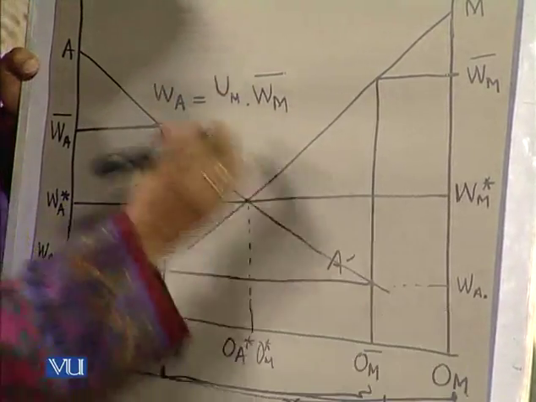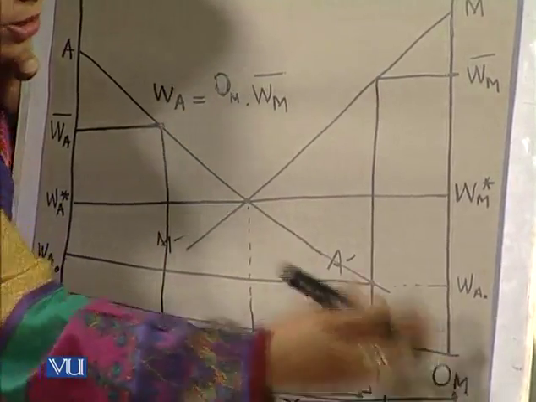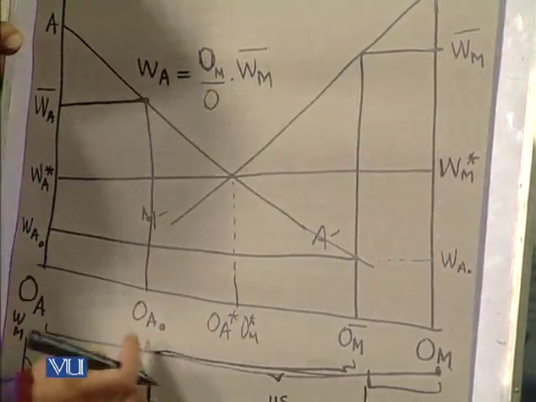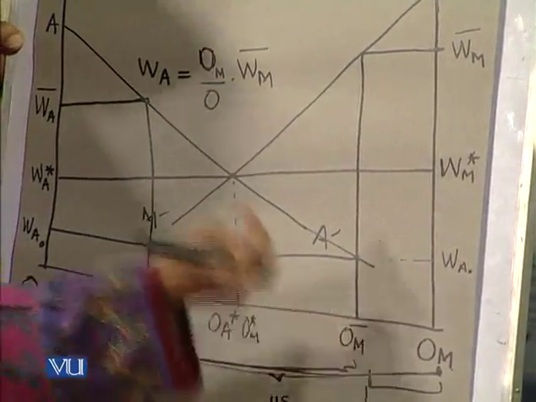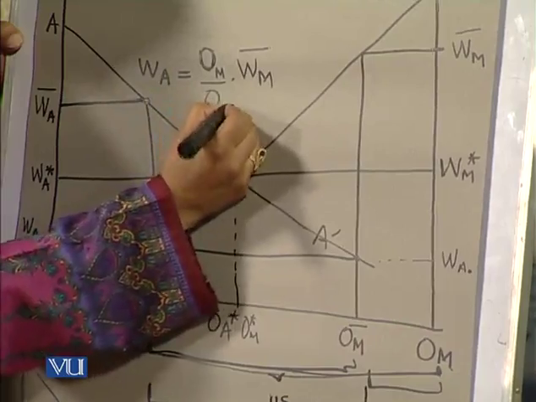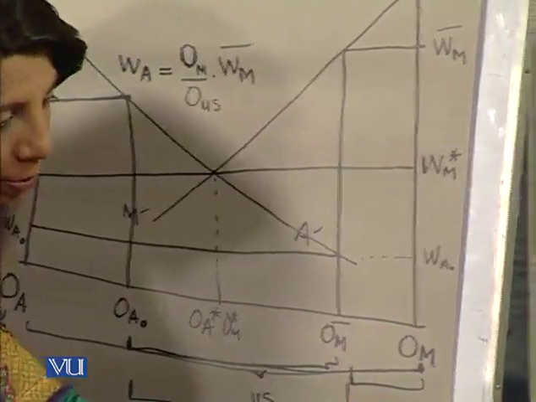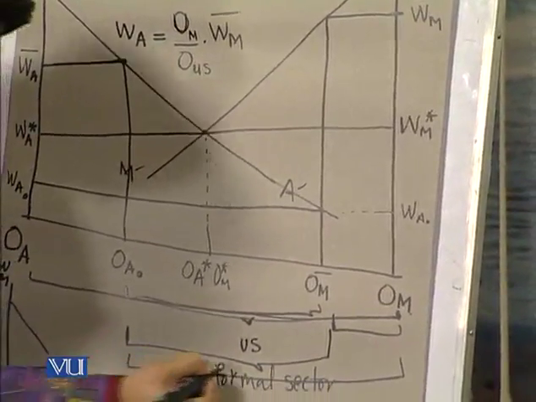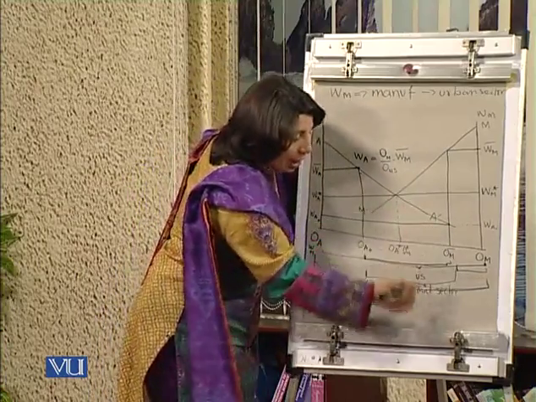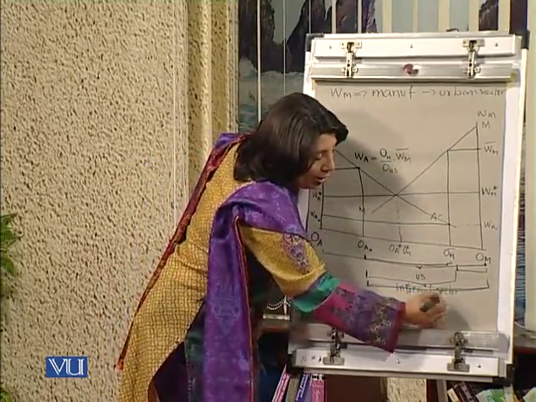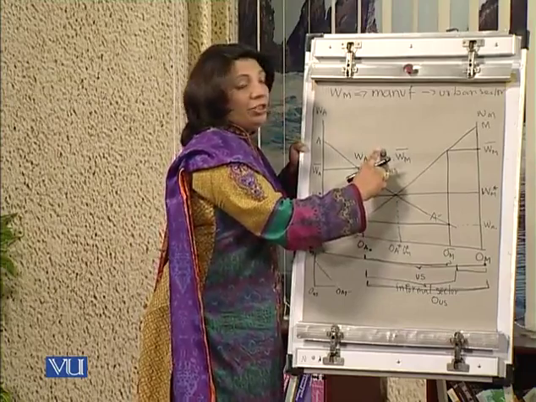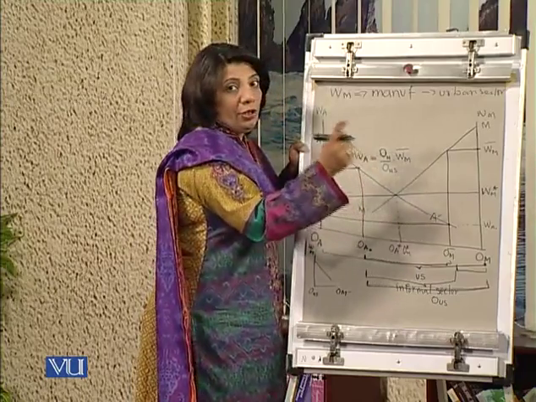OM, the number of people who have become a part of this urban formal sector, divided by this area, OA up to this, together this US thing. So let me put up a label. This whole thing is the total number of people who have migrated from the rural area towards this, and I'm labeling it as OUS. So this is the urban sector labor force, and this is the labor force which has been absorbed by the formal sector of the urban sector.